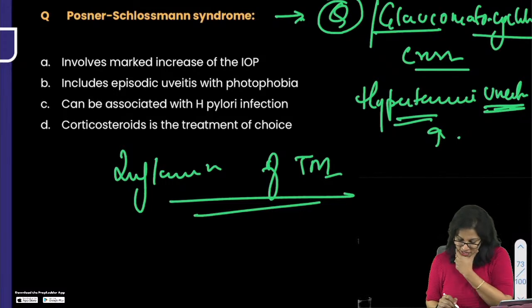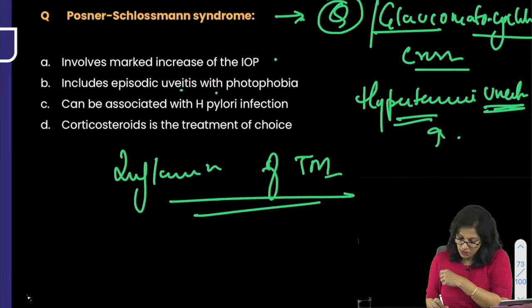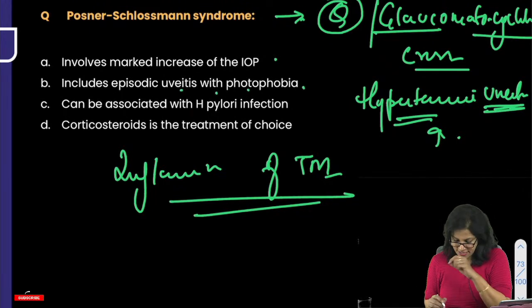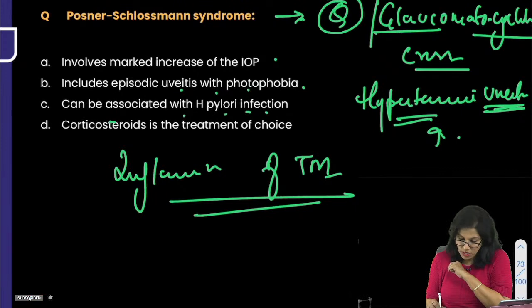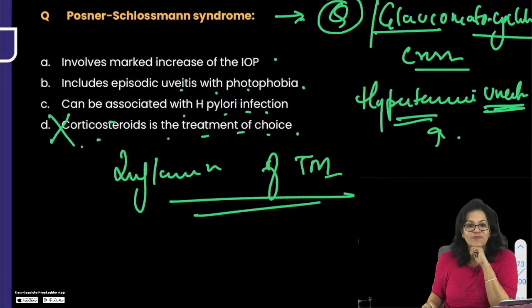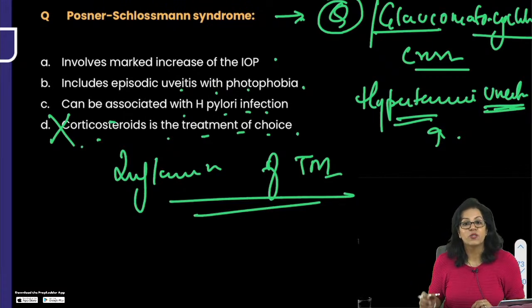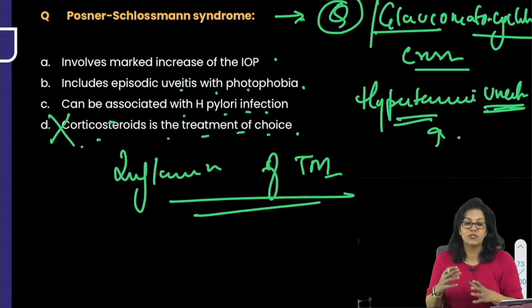So what is the question and what is the answer? Involves marked increase of IOP. Yes, it does. Includes episodic uveitis with photophobia. Yes. Can be associated with H. pylori infection. Yes. Corticosteroids is treatment of choice. No, not exactly. If we only give corticosteroids, the pressure is going to be even higher, no? So you will say, and with anti-glaucoma drug, under the anti-glaucoma cover, that has to be said.